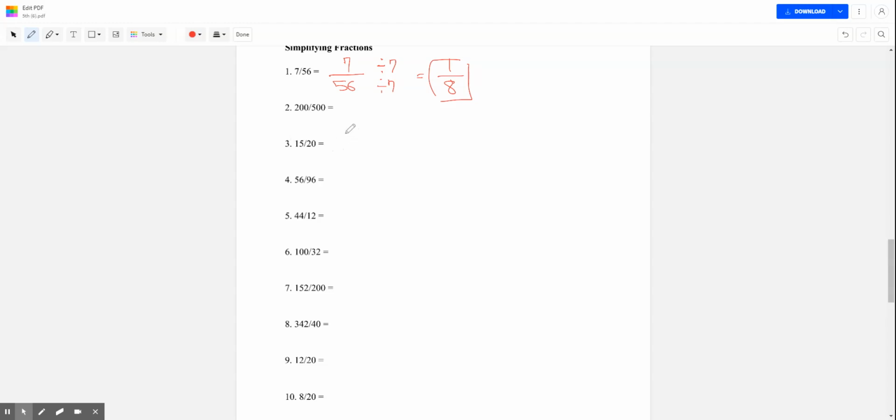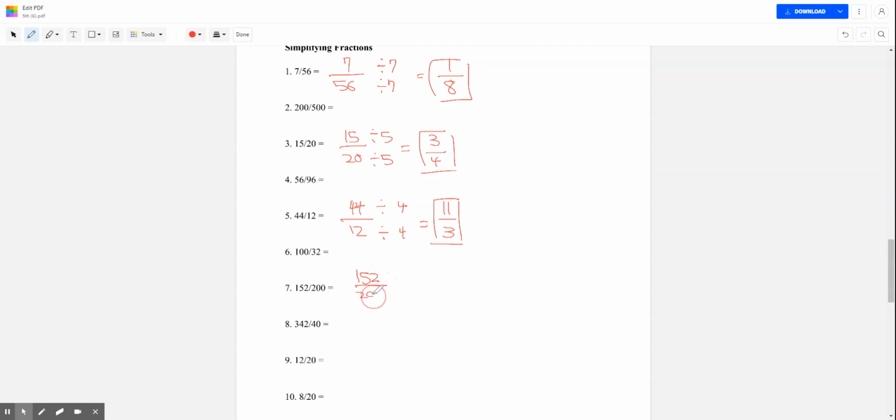Let's look at number 3. The common factor of 15 and 20 is 5. So we're going to divide both of them by 5. And we get 3 over 4 as our answer. Let's look at number 5. 44 over 12. A common factor of both of those numbers is 4. So we're going to divide both of them by 4 and we get 11 over 3 as our answer.